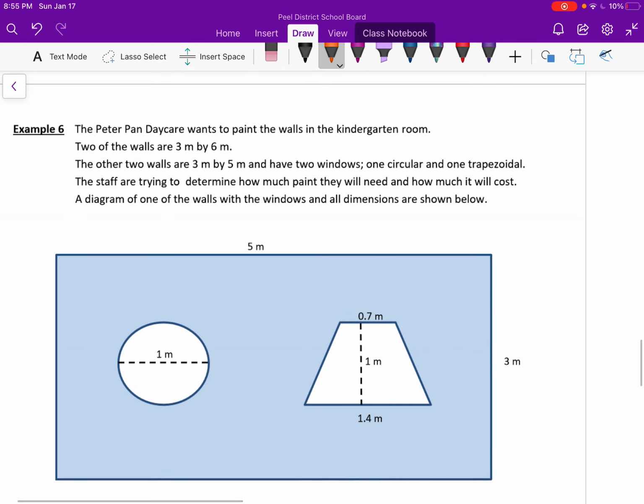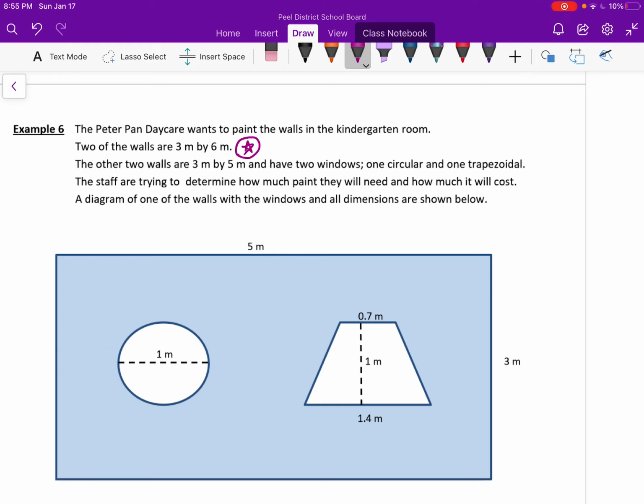So Peter Pan Daycare wants to paint the walls of its kindergarten room. There's two walls that are 3 by 6. Plain, simple walls. These two walls are going to be easy to find, right? These other walls are a little bit more complicated. The other two walls are 3 by 5, but they have two windows, one circular, one trapezoidal. The staff is trying to determine how much paint they will need to buy and how much it will cost. The diagram of the wall with the windows is shown below.